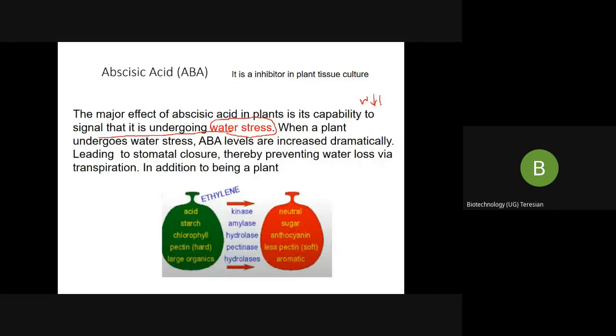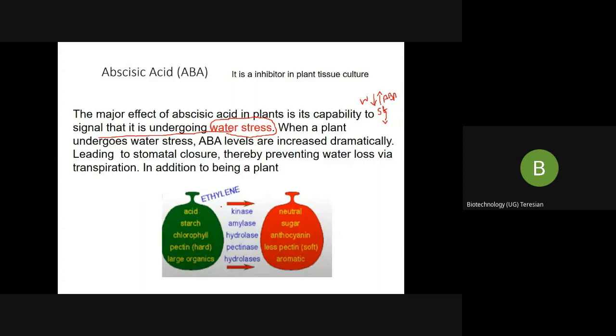Thereby, your ABA level has increased. So what does this indicate? The ABA levels are increased dramatically, leading to stomatal closure, thereby preventing water loss. It increases in concentration, and you know what stomata are, the guard cells and all. It closes the stomata, so that from the stomata you don't lose any water. This is an important function. But from the tissue culture point of view, it hardly has much function to do.